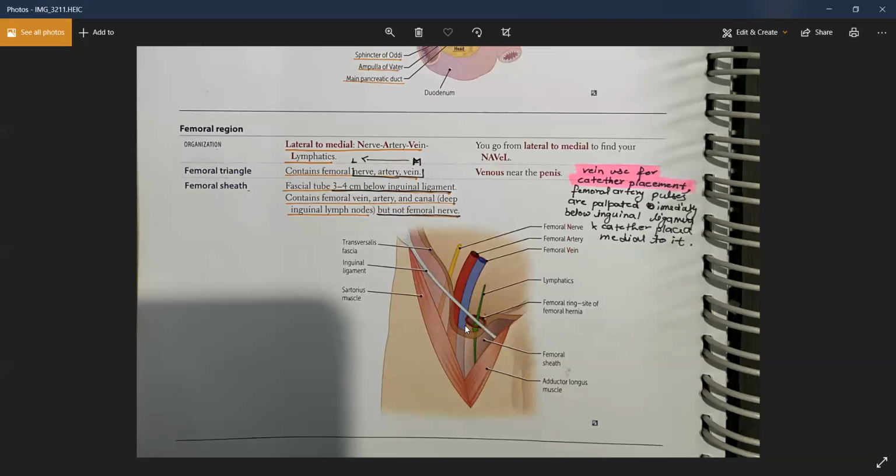They can ask you about the graft location. They can also ask you about lymphadenopathy. If lymphadenopathy occurs in the femoral region, it would most probably be medial to the vein, of course. So you just need to know which structures come from lateral to medial. And yeah, that would be all about this.